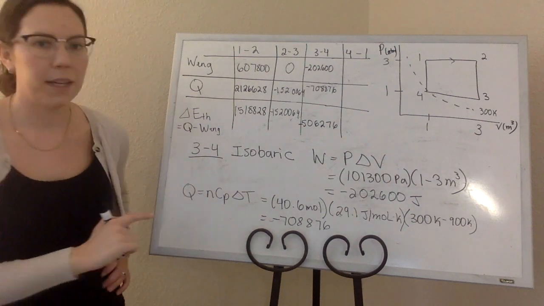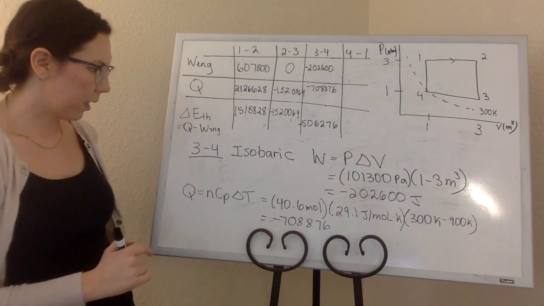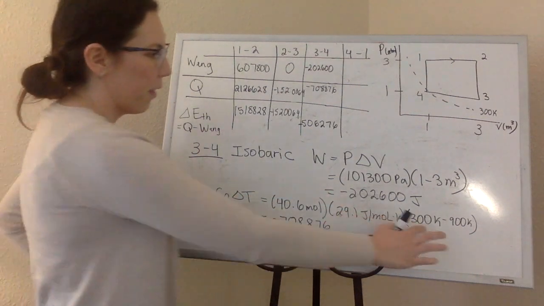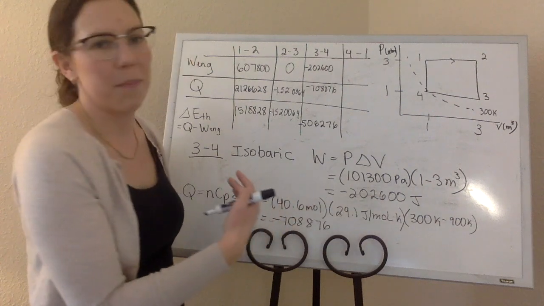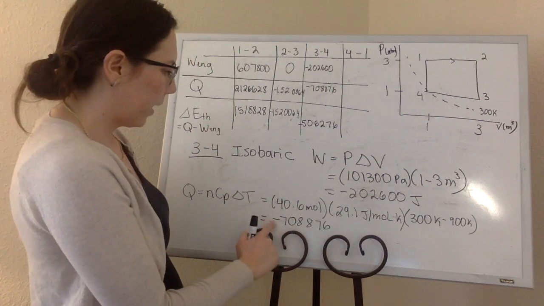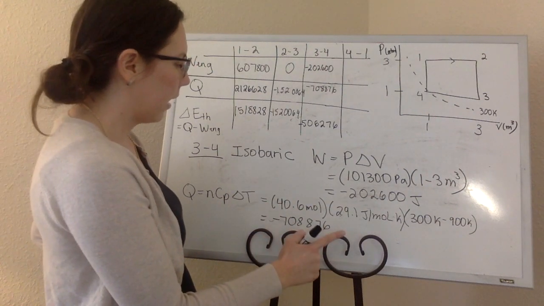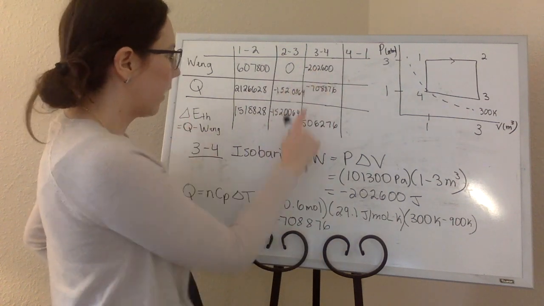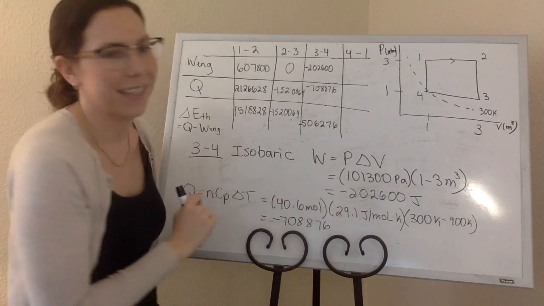And then Q is n CP delta T, so our moles, 29.1 joules per mole Kelvin, and then 300 minus 900, if you flip back to the temperature chart, to give me negative 708,876. And then if we do Q minus the work done, we get negative 506,276.